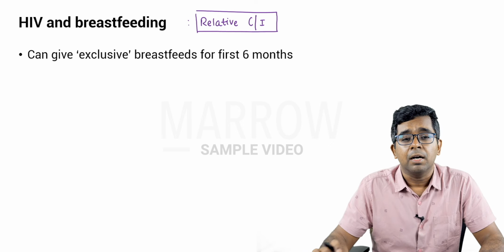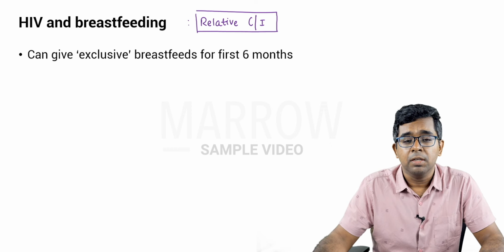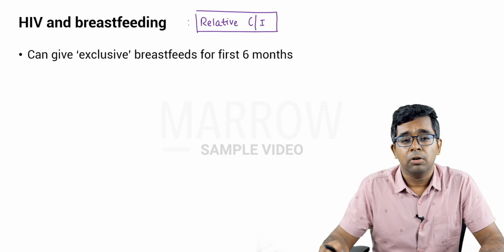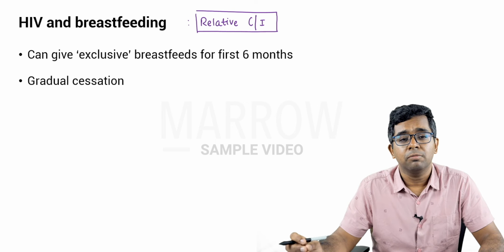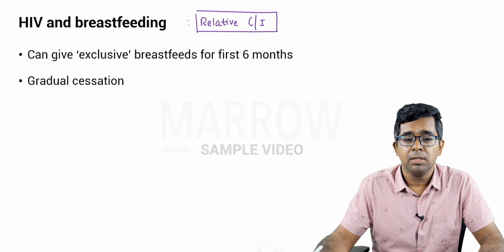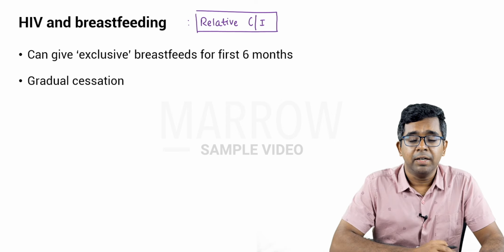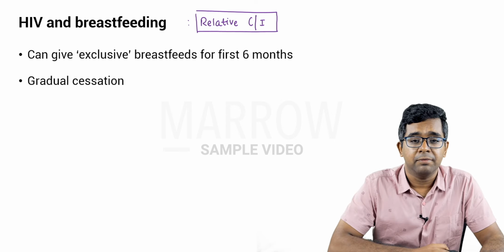And please remember, after 6 months, complementary feeding has to be started, of course. However, breastfeeding should not be abruptly stopped. It should be a gradual cessation of breastfeeding, meaning after 6 months, slowly, you decrease the amount of feed and increase the amount of complementary feeds in the child.